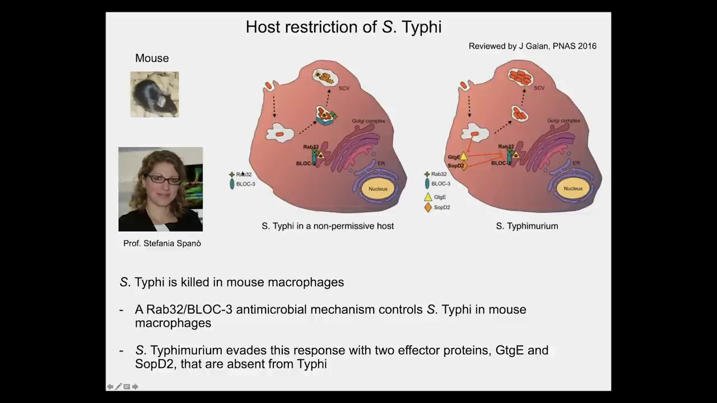So Stefania basically found that Salmonella typhi is killed in mouse macrophages, and this is dependent on Rab32 and BLOC-3. There is an unknown antimicrobial mechanism that is able to control Salmonella typhi replication in mouse macrophages. And Salmonella typhimurium, on the other hand, is able to evade this by secreting two effector proteins, GtgE and SopD2, that are absent from Salmonella typhi. So this is an important mechanism of host restriction, although certainly there is more to know and to learn about why typhi is restricted to humans.